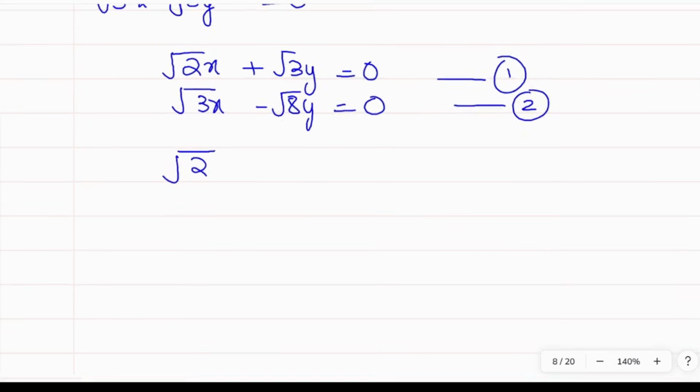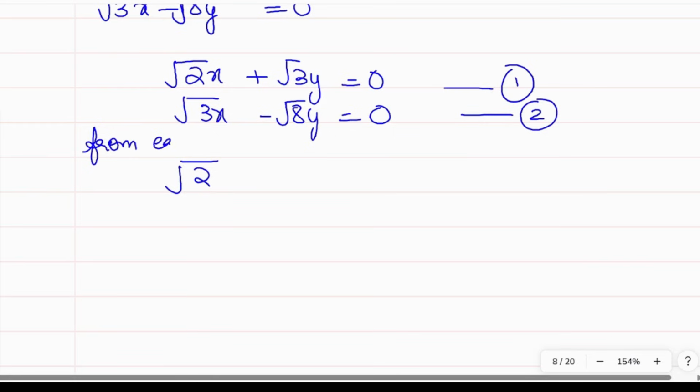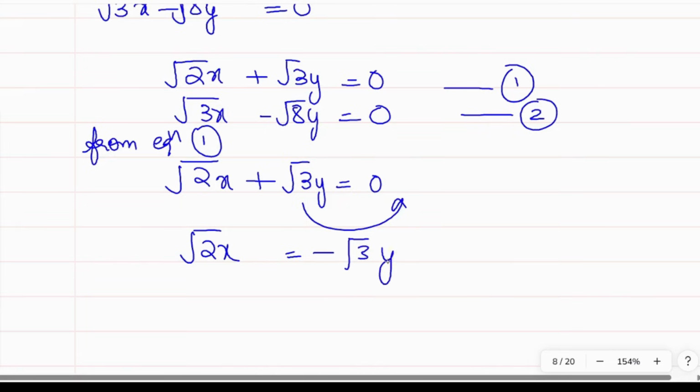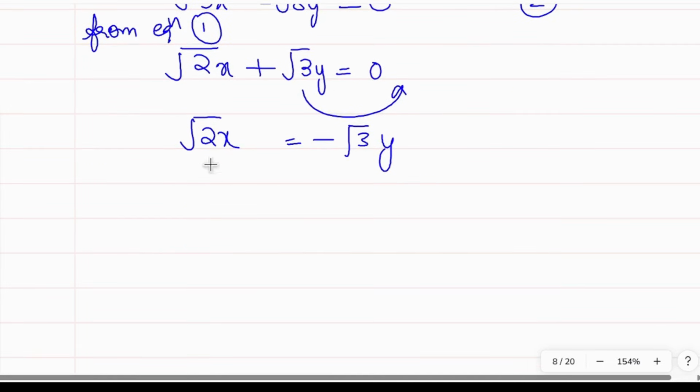From equation 1, root 2x plus root 3y equal to 0. Therefore, root 2x is equal to, when this goes to the opposite side, it will become minus root 3y. Therefore, the value for x is equal to minus root 3y divided by root 2. Correct? So I got the value for x equal to minus root 3y divided by root 2.